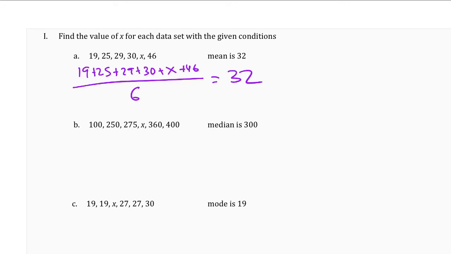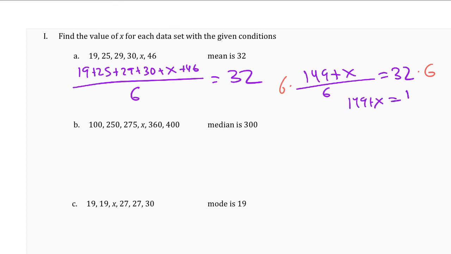Okay, so then I'm going to add up all that stuff on top. In other words, combine those like terms, and we get 149 plus x over 6 equals 32. To solve this, I've got to multiply both sides by 6. We get 149 plus x equals 192. And then I subtract my 149 from both sides, and we get 43.